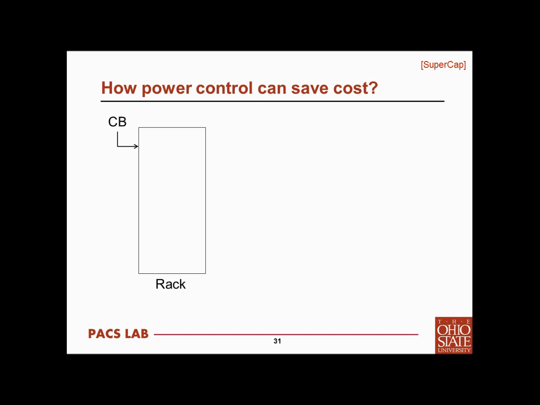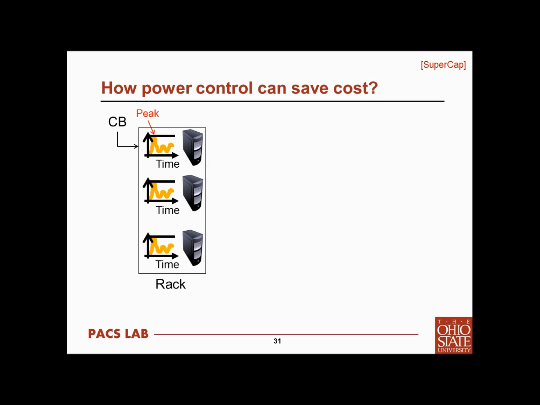We've learned that a circuit breaker is associated with one rack. If the total power consumption of the rack is too high, the circuit breaker will trip. That means when we host a lot of servers in the rack, there is a possibility that all the servers spike in terms of power consumption at the same time, so the circuit breaker will trip. In order to ensure the safety of the hosting, we cannot deploy a lot of servers in the rack.